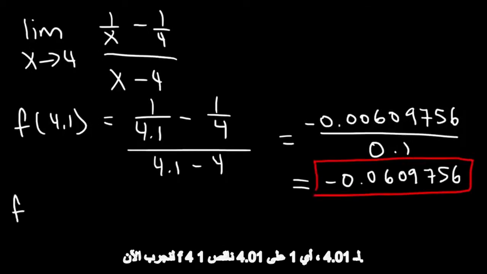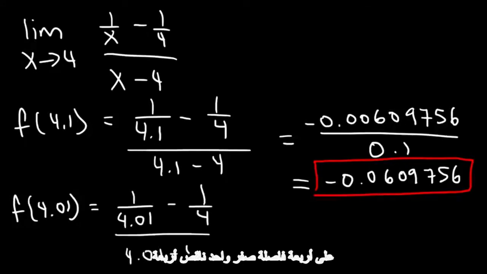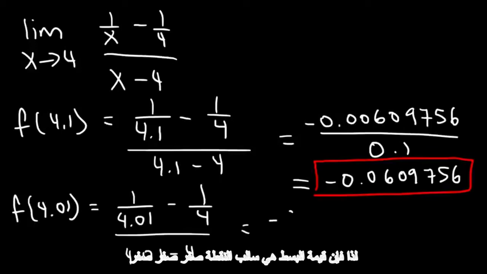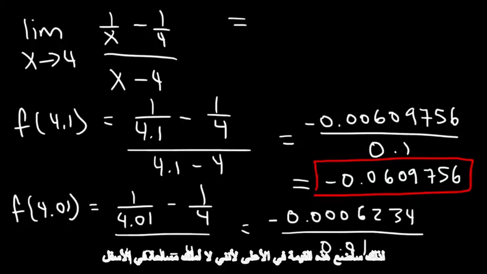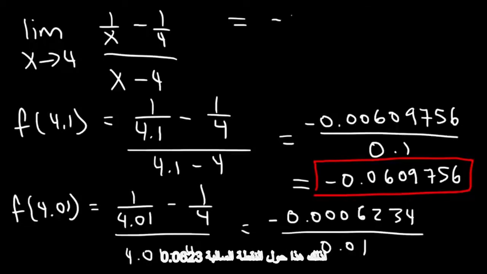Now let's try f of 4.01. So that's 1 over 4.01 minus 1/4, over 4.01 minus 4. So the numerator has a value of negative 0.0006234. And the denominator is going to be 0.01. So I'm going to put this value up top since I'm out of space on the bottom. So this is about negative 0.0623.